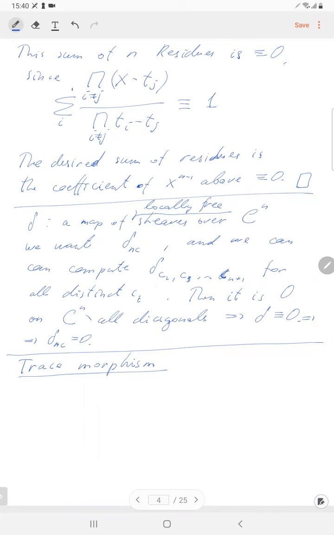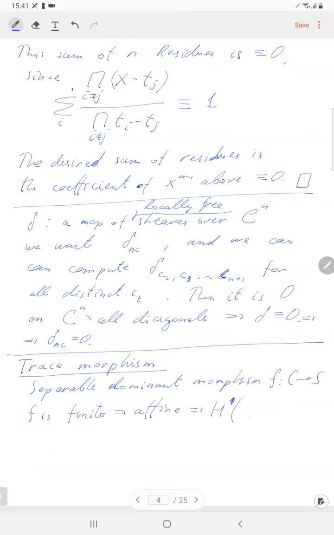And in this formalism, the trace morphism comes, so to say, for free. So we take a separable, well, dominant morphism from one curve to another one, and then it is finite and affine. So we can compute the first cohomology of the dualizing sheaf upstairs as the first cohomology of the direct image. Yeah, there are no higher direct images for affine morphism.